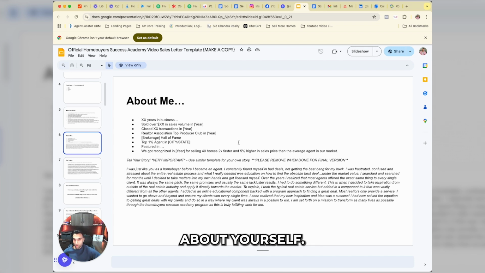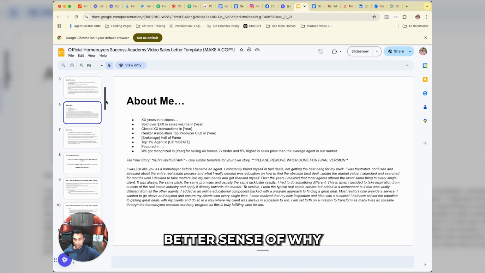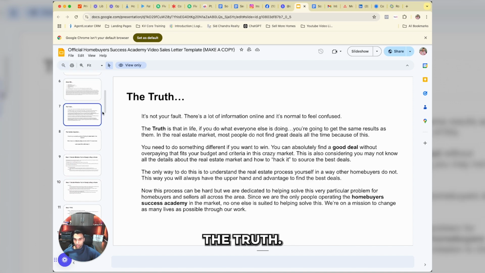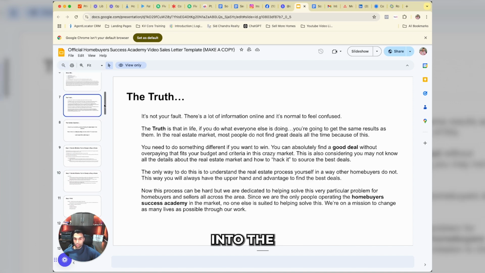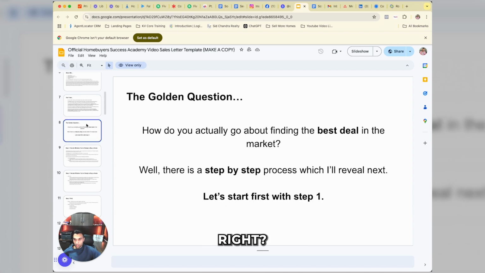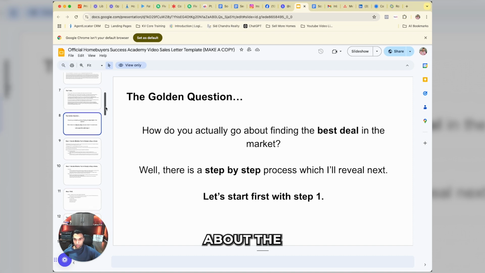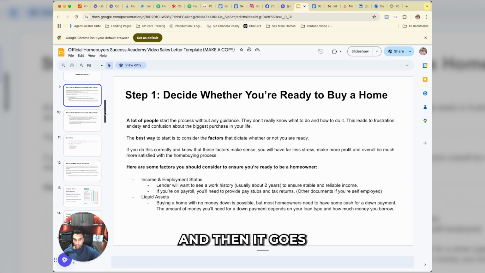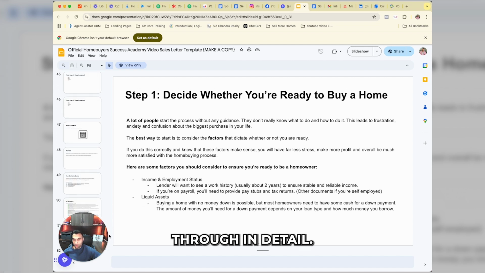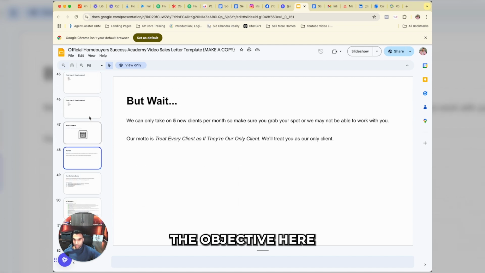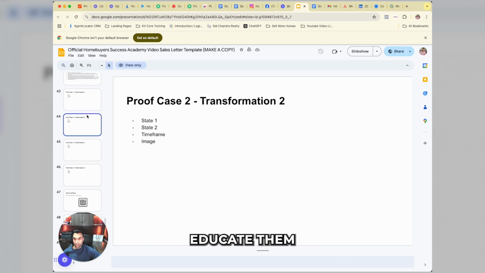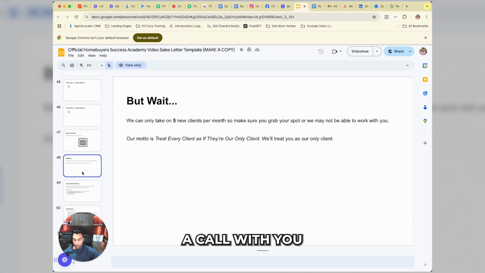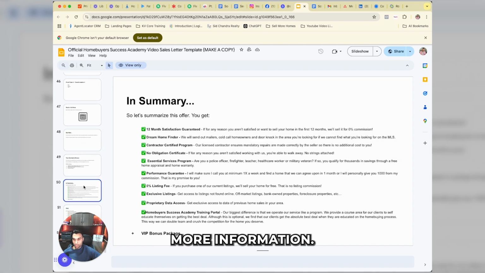Then a little bit about yourself, so they get a better sense of why they should work with you. The truth, so this is really tapping into the myths of buying a house in real estate. And then it's talking about the golden question: how do I really find a good property in this market? And then it goes through all these steps, which I'm not going to go through in detail, but the objective here is to educate them on the process of home buying, and then ask them to book a call with you to get more information.